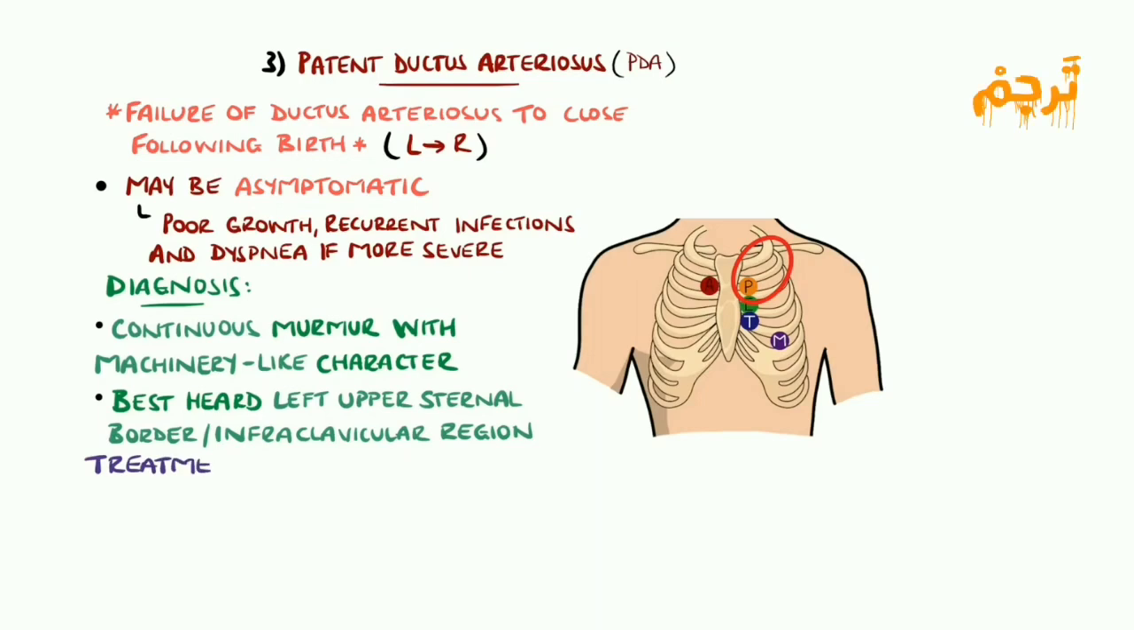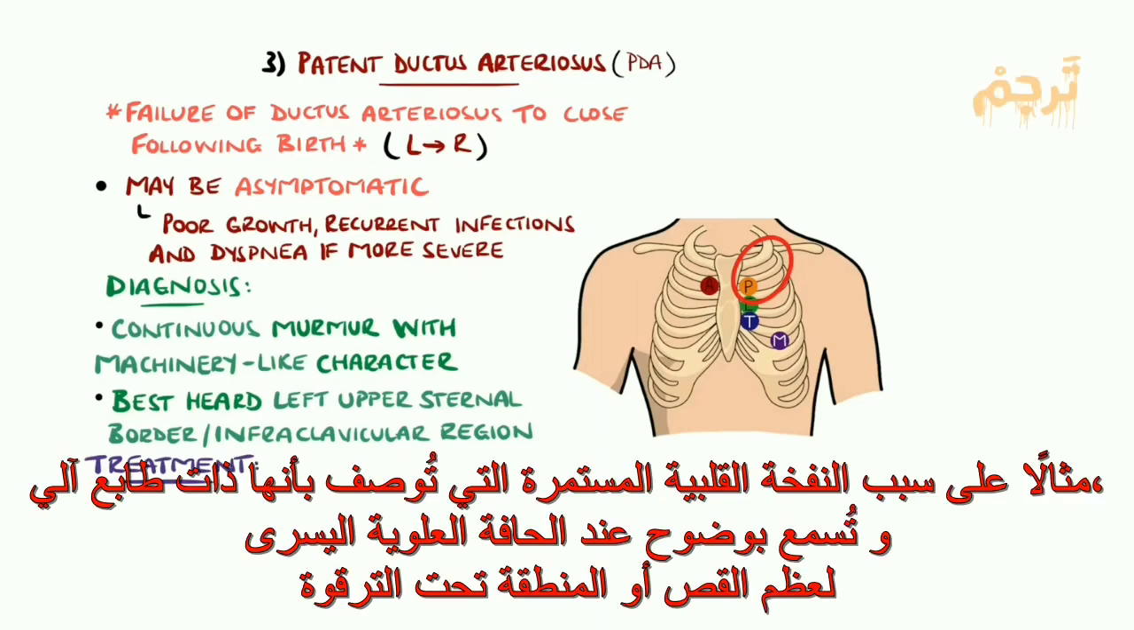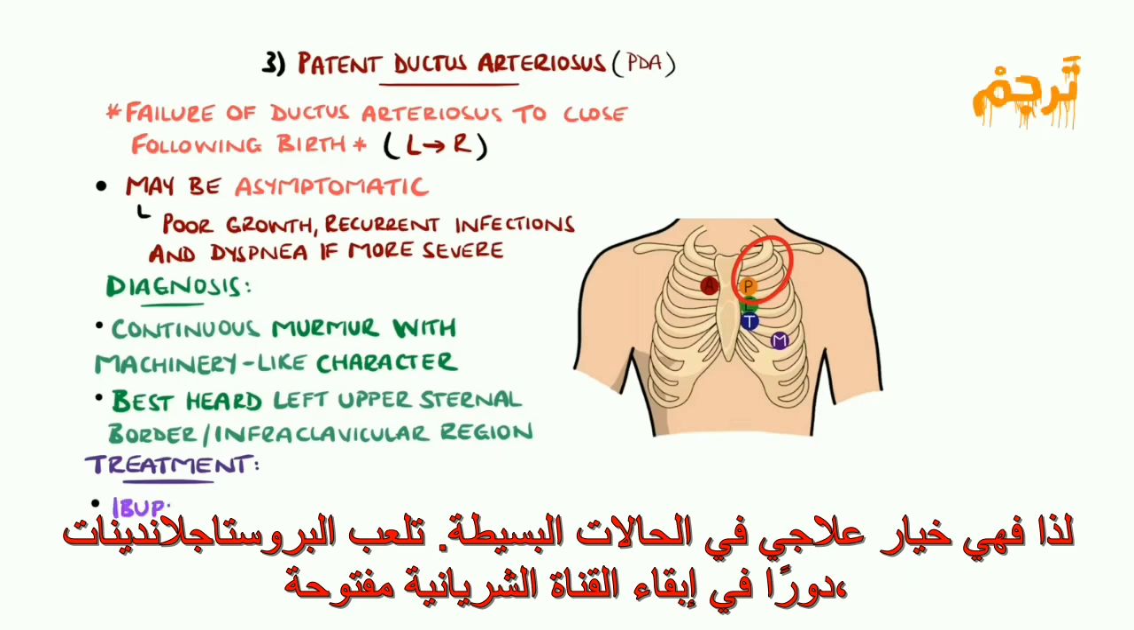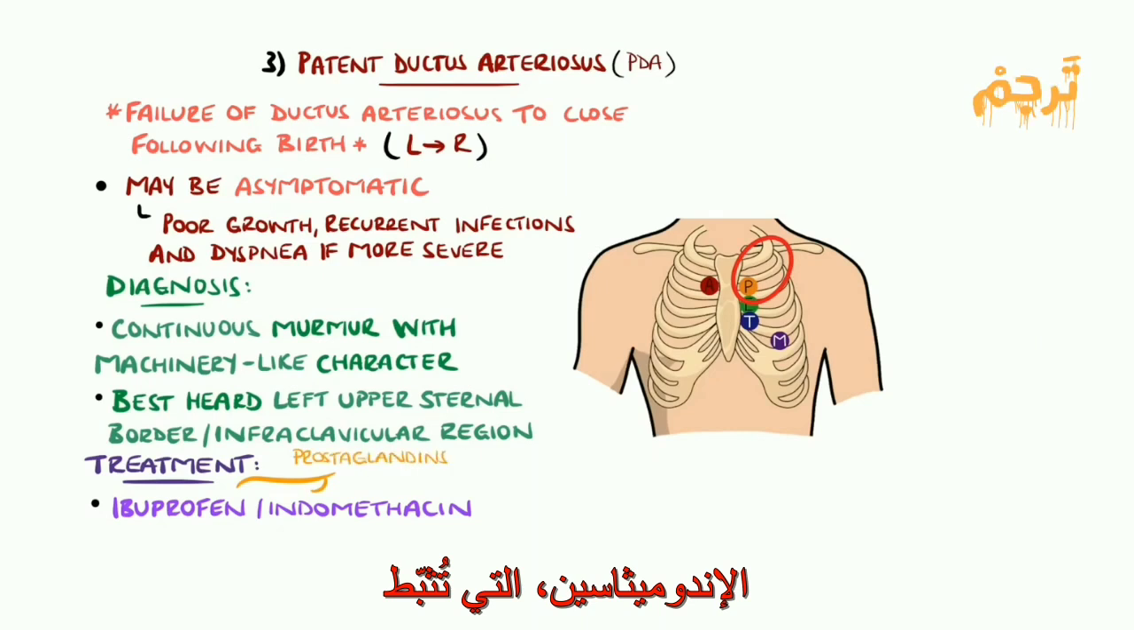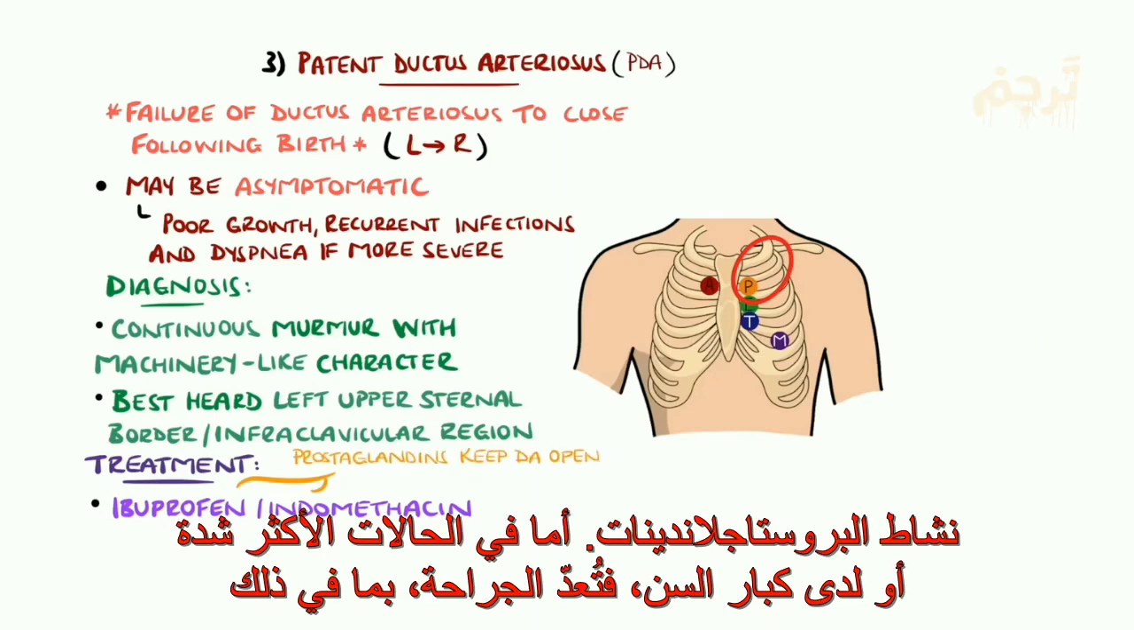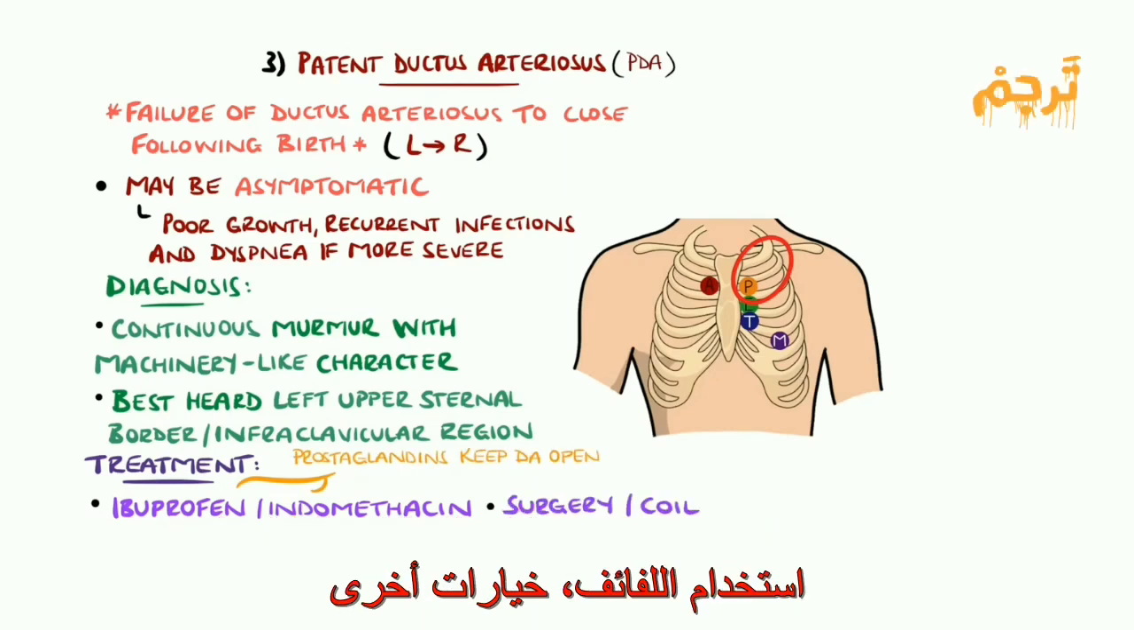Prostaglandins are involved in keeping the patent ductus arteriosus open. Therefore, a treatment option in smaller cases are non-steroidal anti-inflammatories like ibuprofen or indomethacin that inhibit prostaglandin activity, while surgery, including the use of coils, are other options in more severe or older cases.